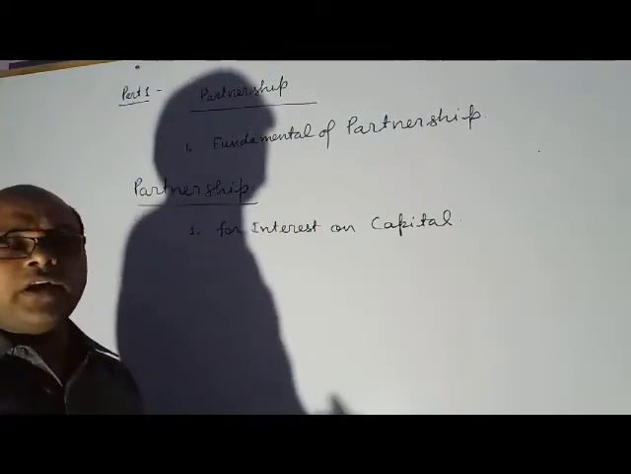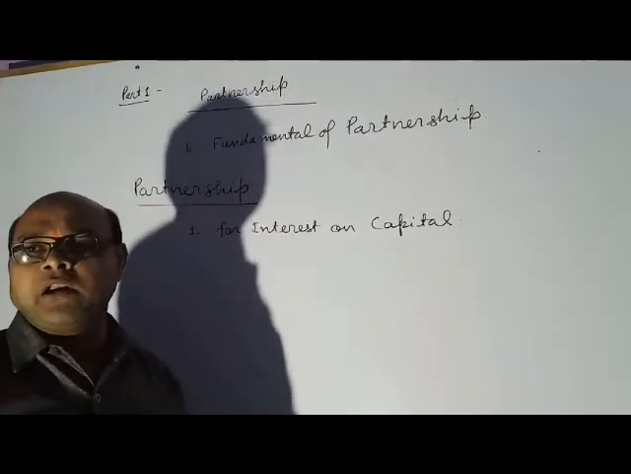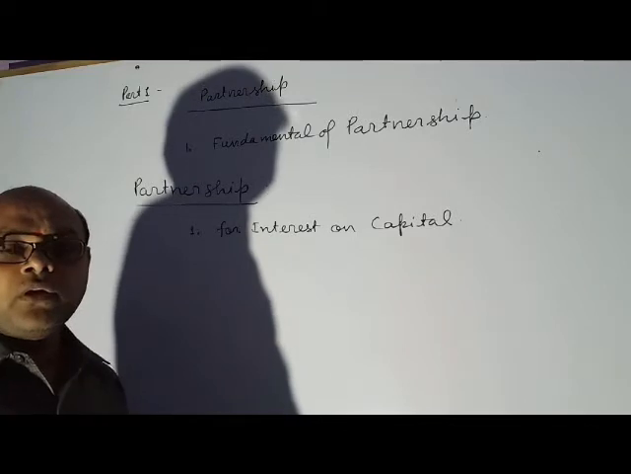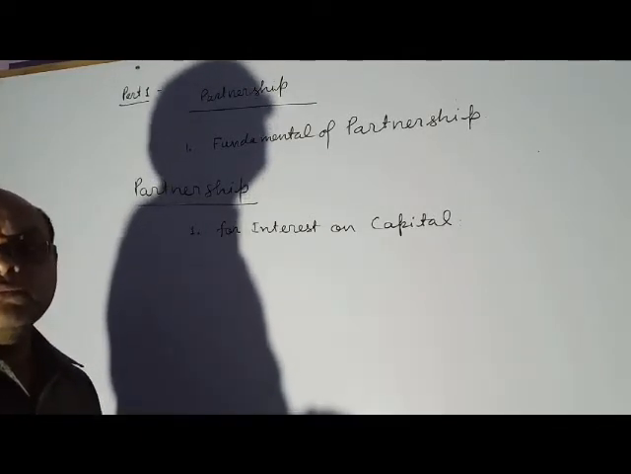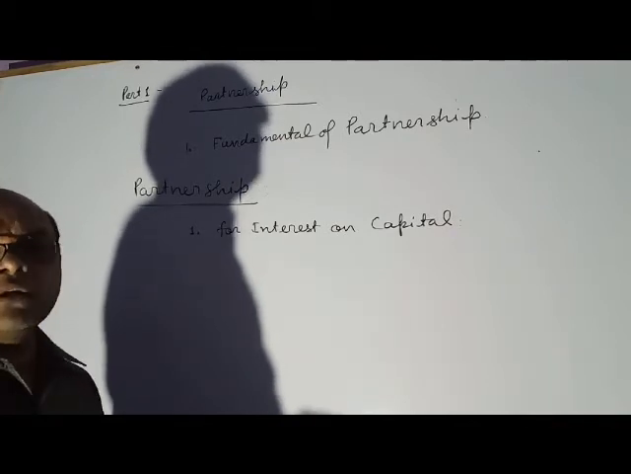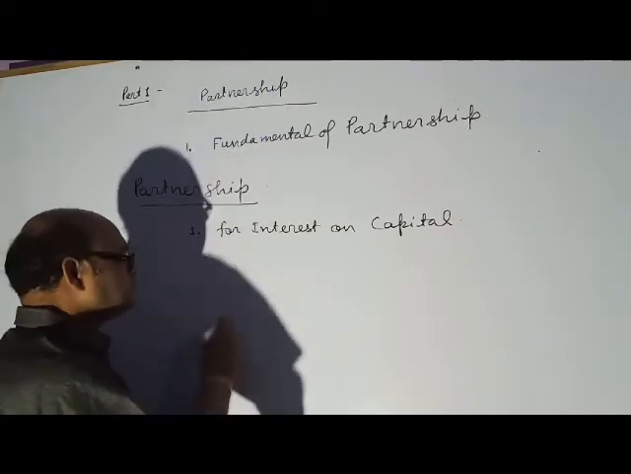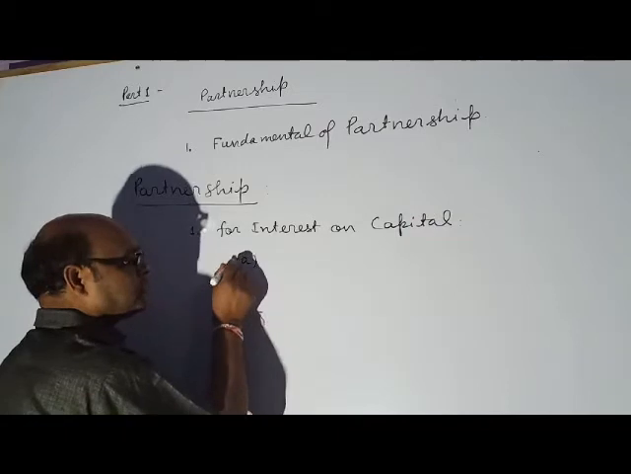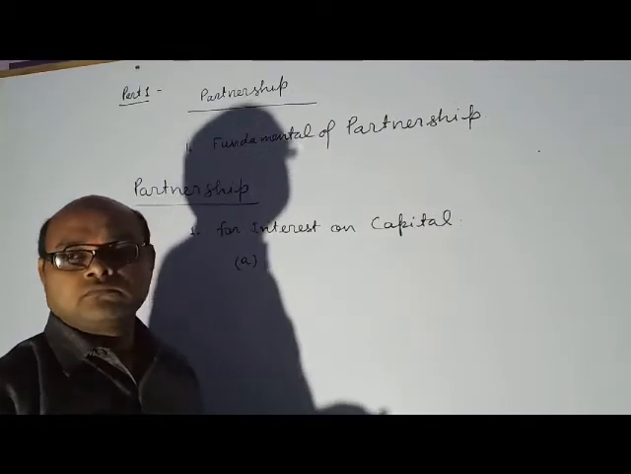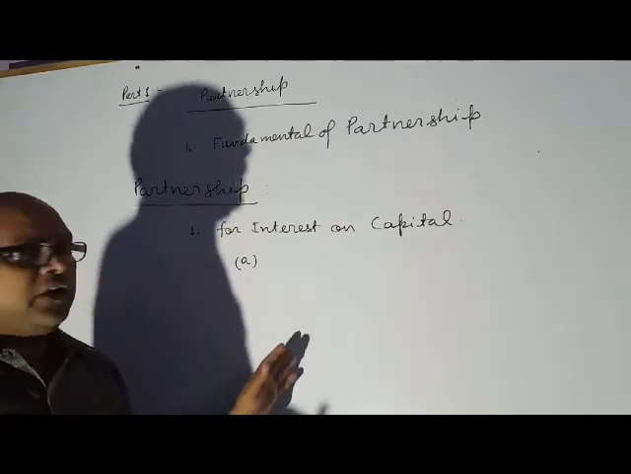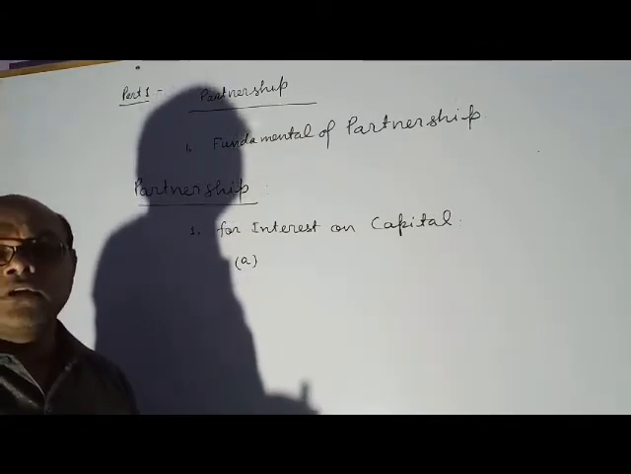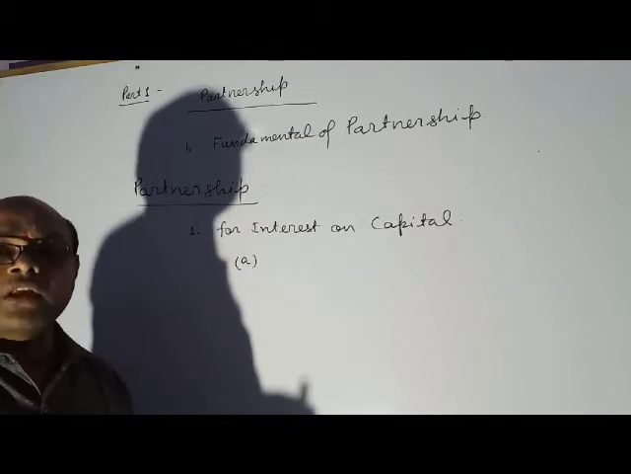Here there will be two entries for the interest on capital: one for due and one for closure. Now first, due. Due means the interest will be transferred to the partner's capital account.